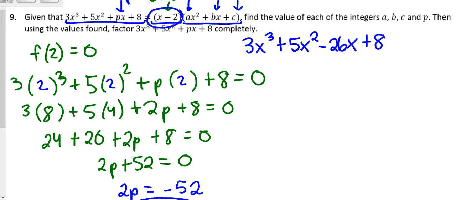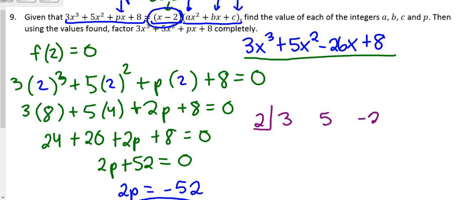The best way to do this, unless you have some magical factoring abilities, is to use synthetic division. So now that we have all the numbers, let's synthetically divide this. So 2 is going to be what we're dividing by. Our coefficients are 3, 5, negative 26, and 8. And then we do synthetic division. So you drop down the 3.